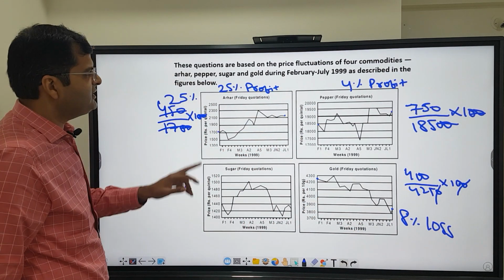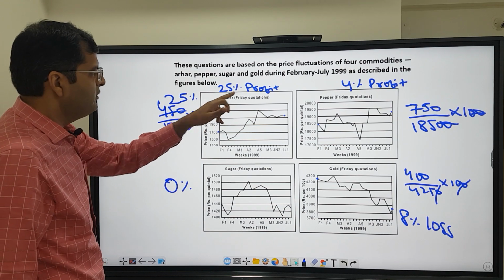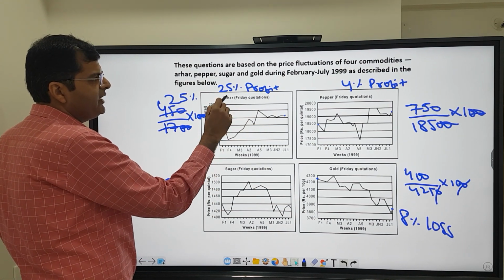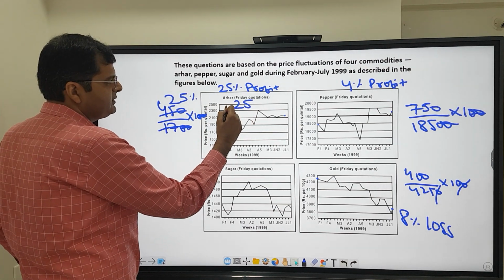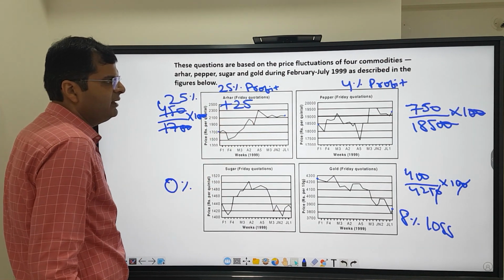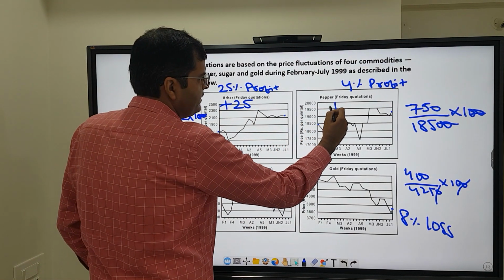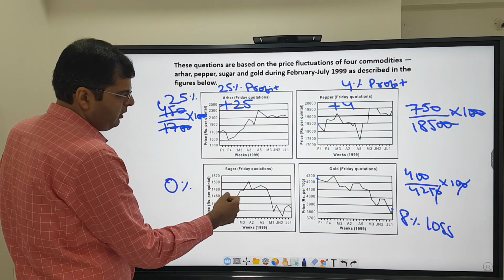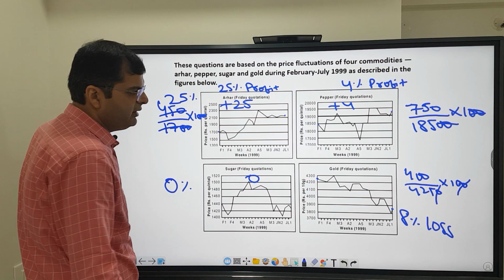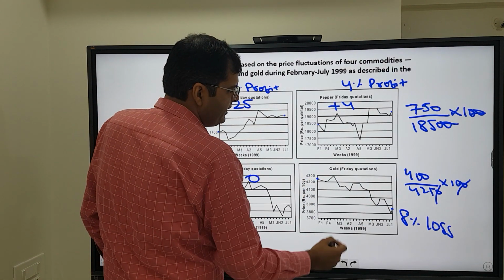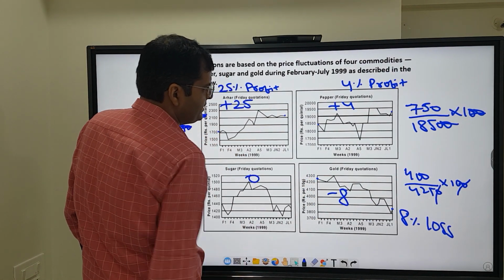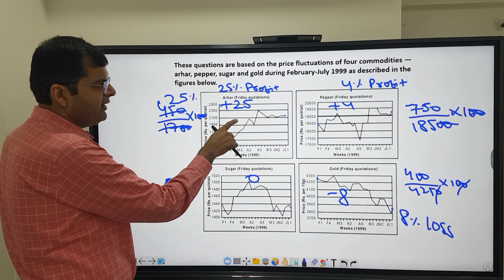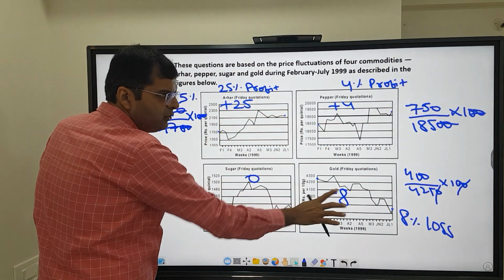So if you have invested 100 rupees on arhar, you're making 25% profit on arhar. So from 100, 25% profit is you make 25 rupees, so plus 25 on arhar. On pepper you make 4% profit, so plus 4 on pepper. On sugar you make almost 0%, so you don't make anything on sugar. And on gold you lose 8%, that means you lost 8 rupees. So on 100, what do you get? 25 here, 4 here, 0 here, and you lose 8 here.